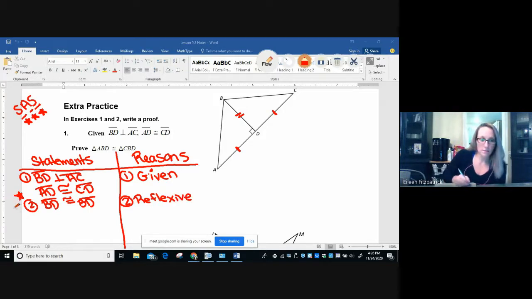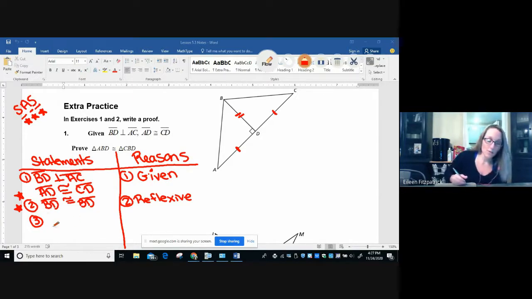All right, and that is my second star. Now I have a side, right? AD is congruent to AC, and I have another side, BD is congruent to BD. I need an angle. And it looks like my included angle would be this angle right here, the 90-degree angle. So we need to talk about that perpendicular piece next, all right?